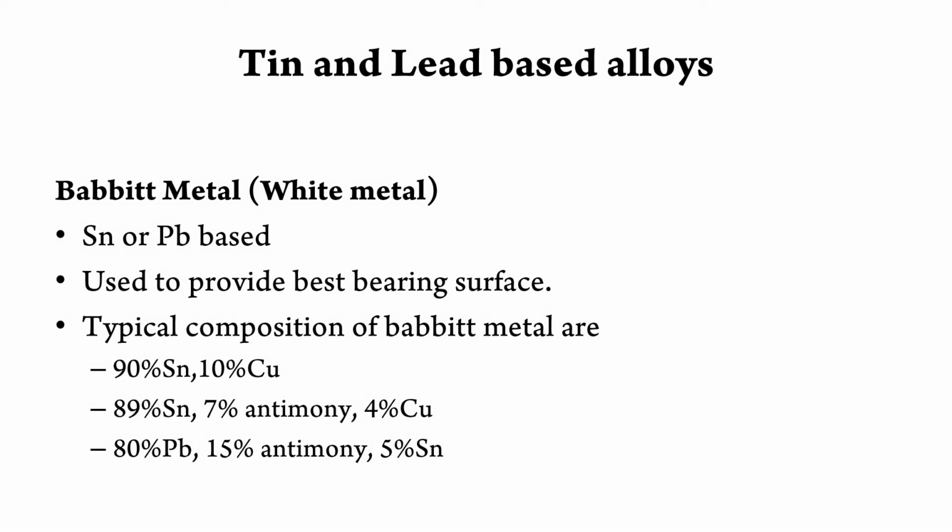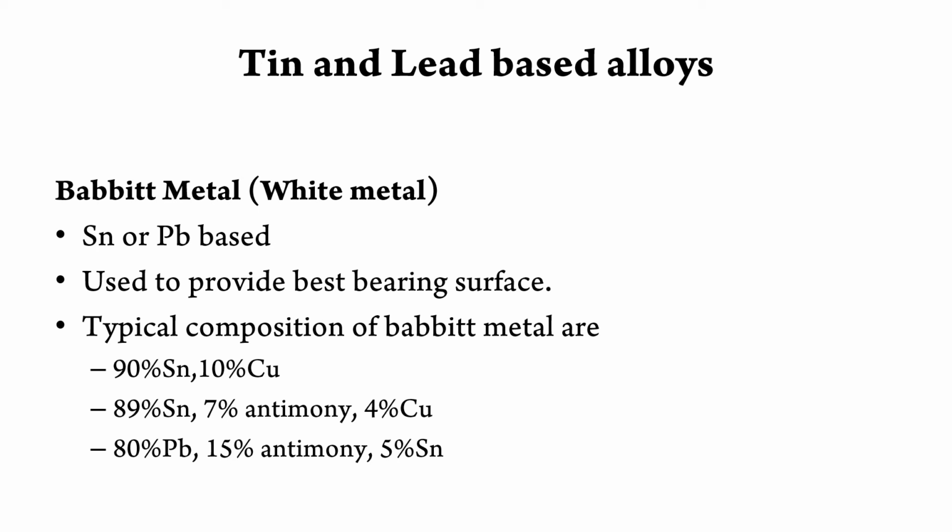So finally we have tin and lead based alloys. The most common alloy is Babbitt metal or white metal. Some of you have studied this metal earlier also, sometimes in chemistry. It's a tin or lead based material. It is used to provide best bearing surfaces.